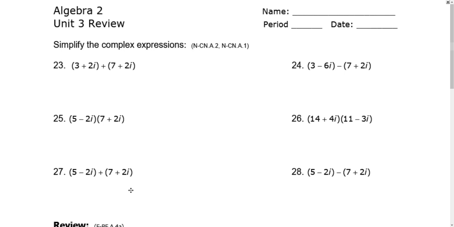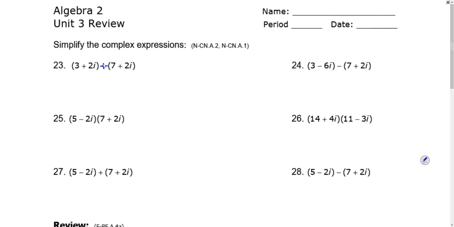Okay, on this final section of the review, this is about complex expressions. You have to know how to add, subtract, and multiply complex expressions. So first is being able to tell whether it's add, subtract, or multiply. You can tell by the sign that's in the middle, so this one is just add on number 23.